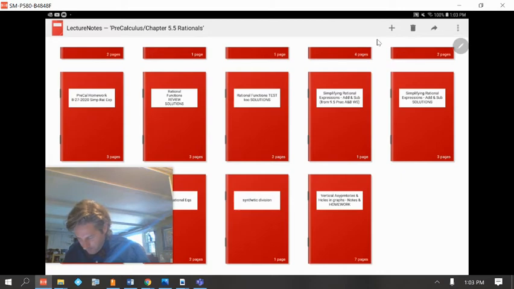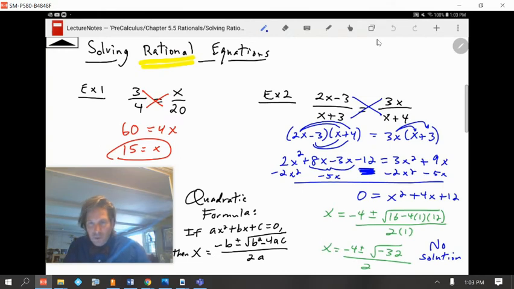Dang, what were we doing? We were solving rational equations? Is that it? Yes, cool. I was writing no solution when it timed out.